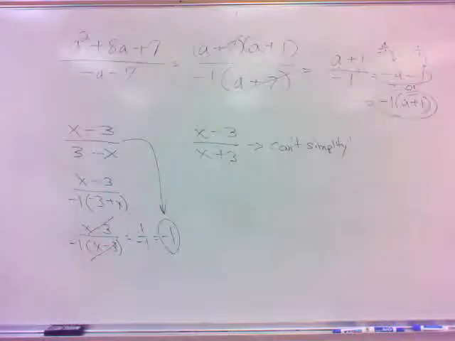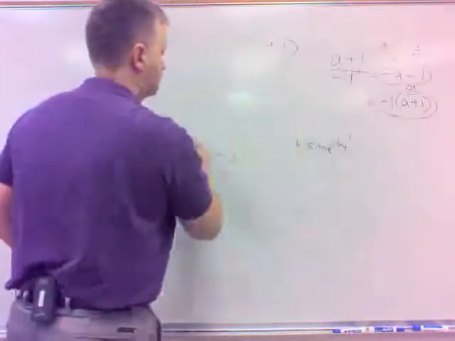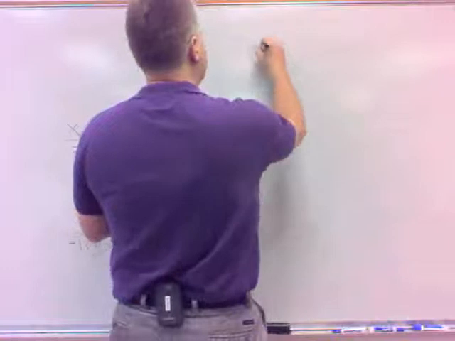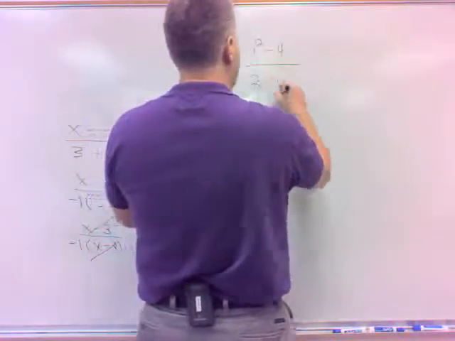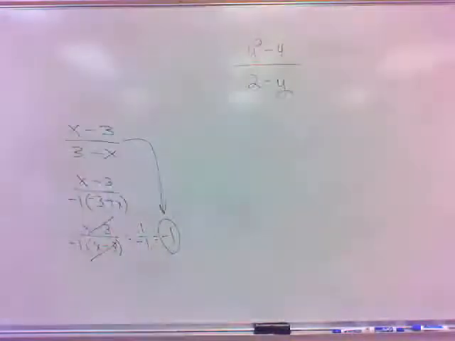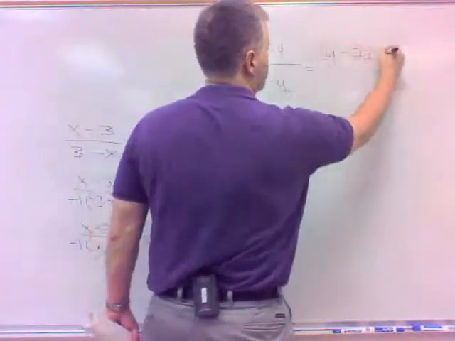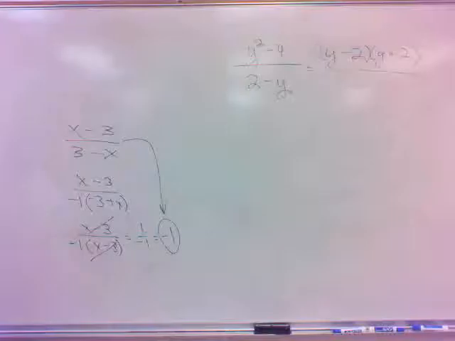Now, this one, y squared minus 4 over 2 minus y. You see on this one, the top is a difference of squares there. Right? So I can do y minus 2, y plus 2 for the top. With me on that? Okay.